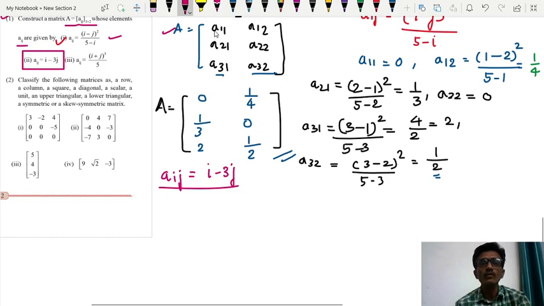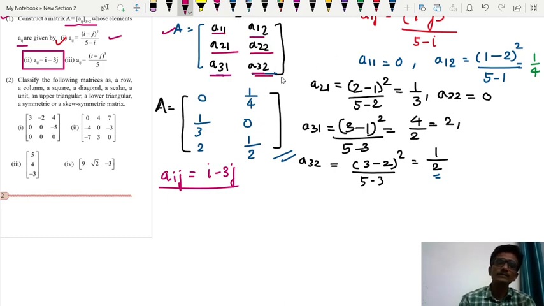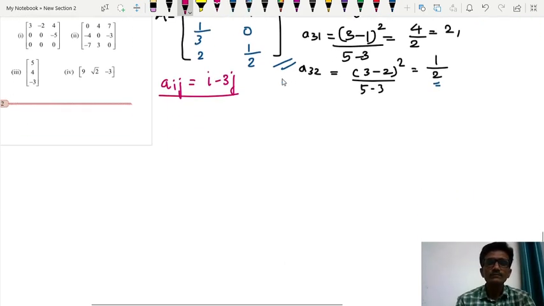So here we find all these elements A11, A12, A21, A22, A31 and A32. So let's find A11. By using this formula, what will be A11?